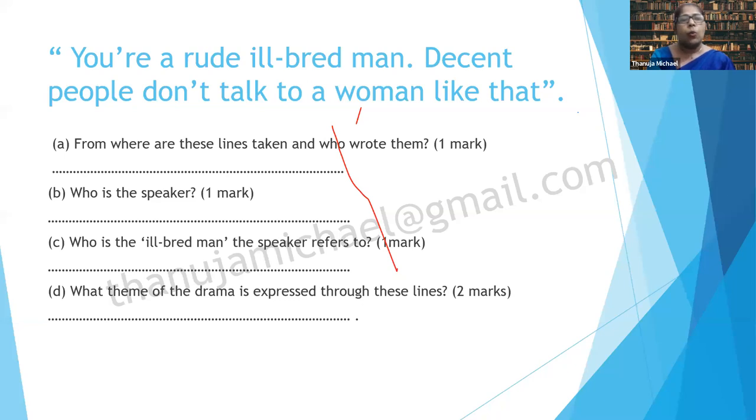Okay. What theme of the drama is expressed through these lines? I didn't see any answers for this. Men's hatred towards women. Okay. Male chauvinism. You are a rude, ill-bred man. Decent people don't talk to a woman like that. Class difference. Both of them are in the same class. Both of them are landlords, so both belong to the upper class. There's no doubt about it.